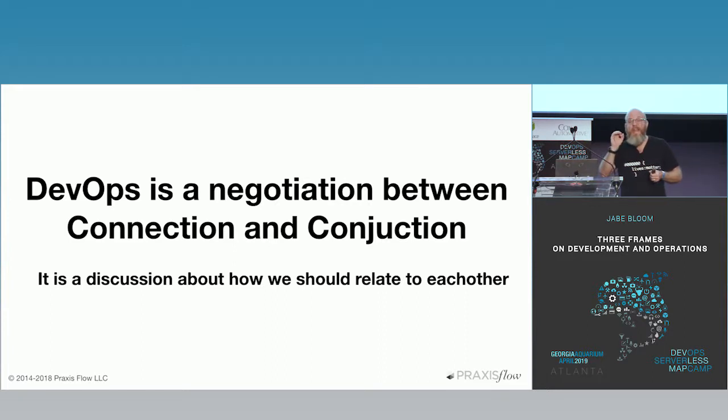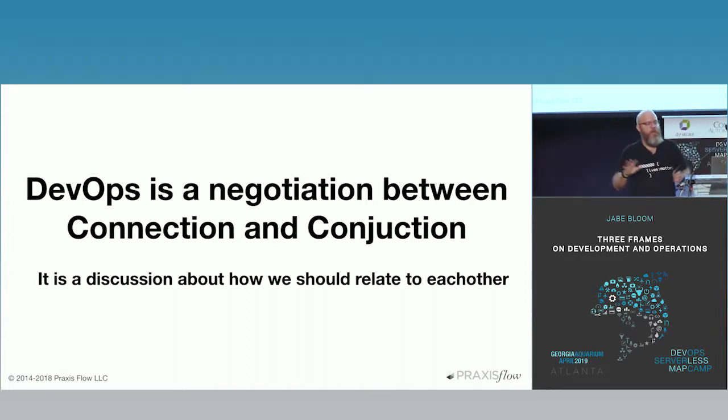In many, many, many organizations, you have been in the connection frame for a long time, and DevOps is asking you to move to the conjunction frame, yes? But what I'm saying is that you need to value both of these frames and understand where to apply them correctly. Does that make sense to everybody? Okay, so that's maybe the DevOps frame.